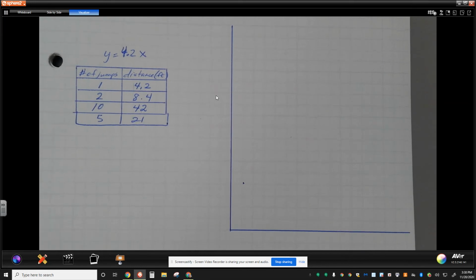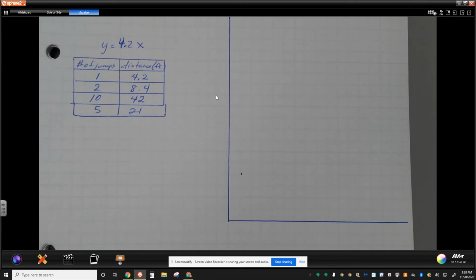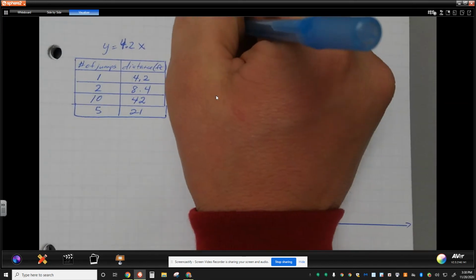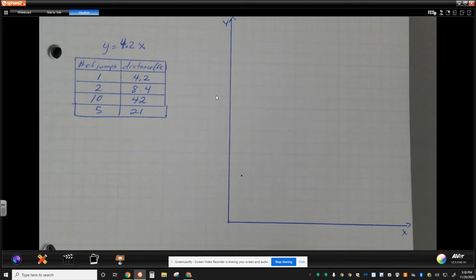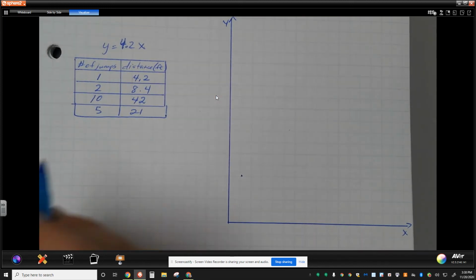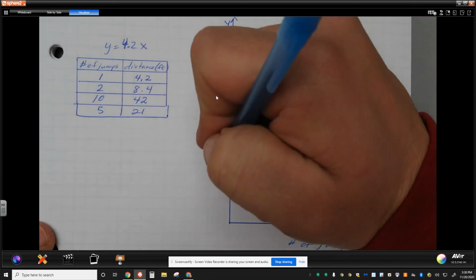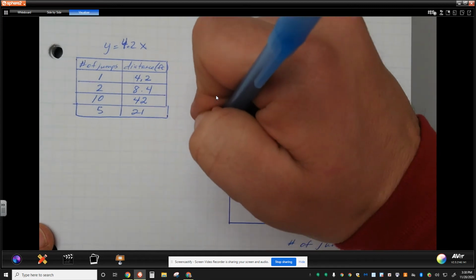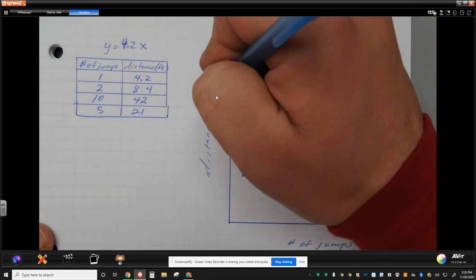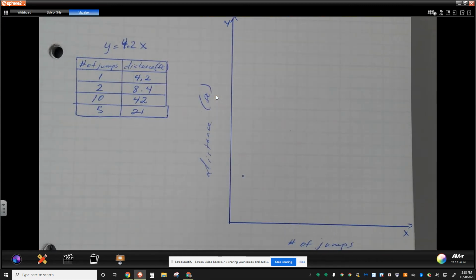So next to it, I have a graph here. This is a blank coordinate plane. We're going to put on these values: here's the y-axis and the x-axis. We want to put the number of jumps on the x-axis and then the distance in feet on the y-axis. And now we need to determine some appropriate intervals.